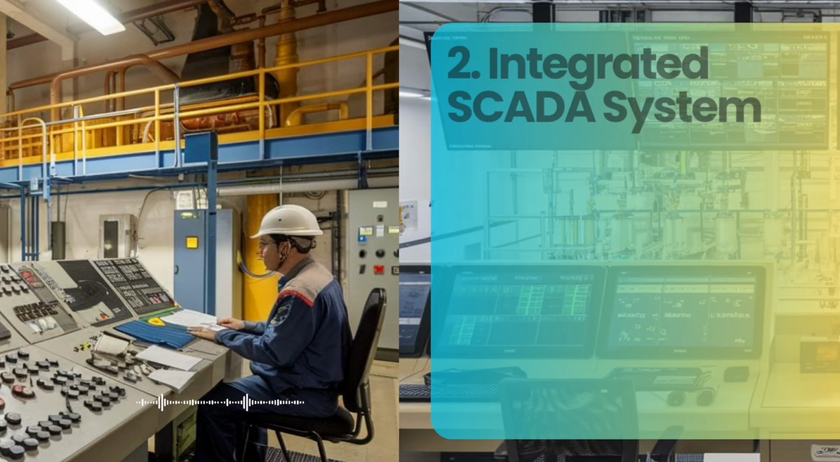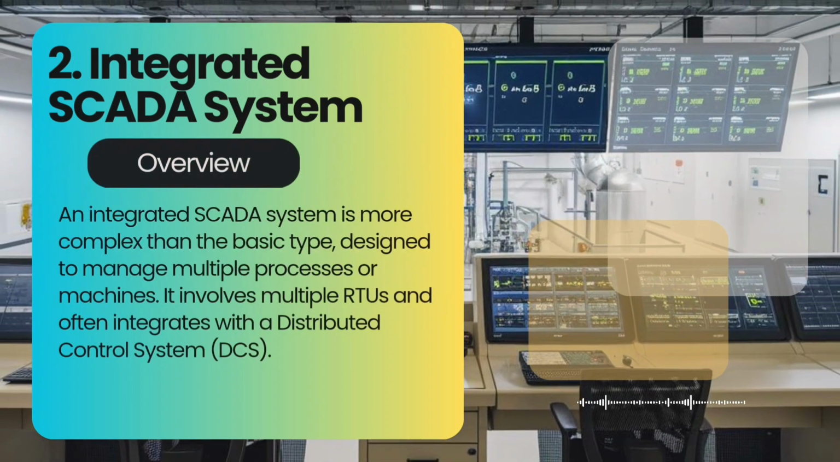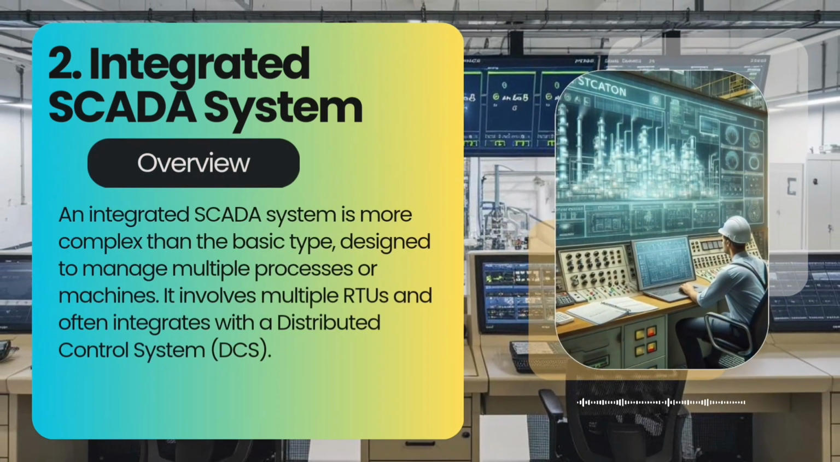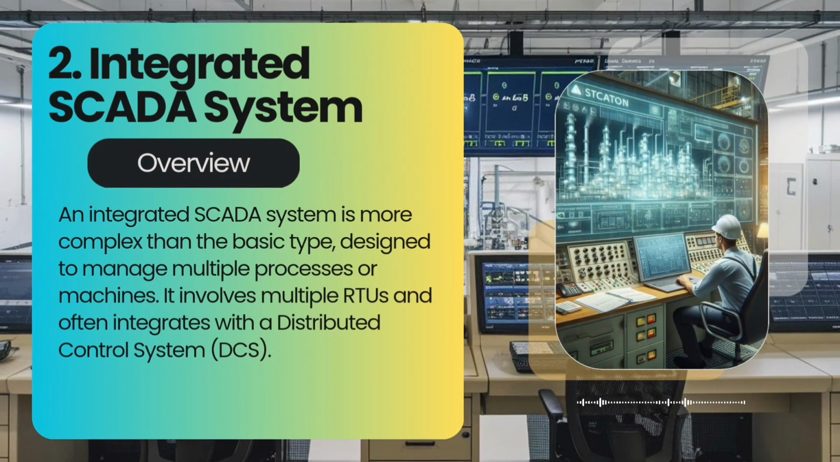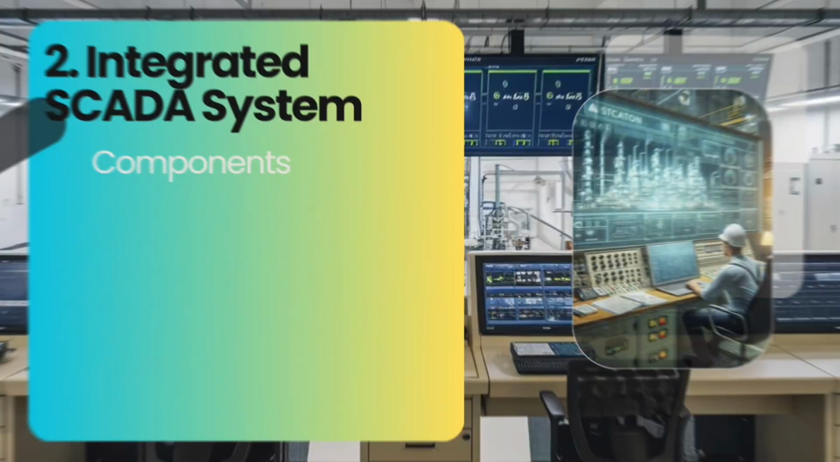2. Integrated SCADA system. Overview. An integrated SCADA system is more complex than the basic type, designed to manage multiple processes or machines. It involves multiple RTUs and often integrates with a distributed control system, DCS.